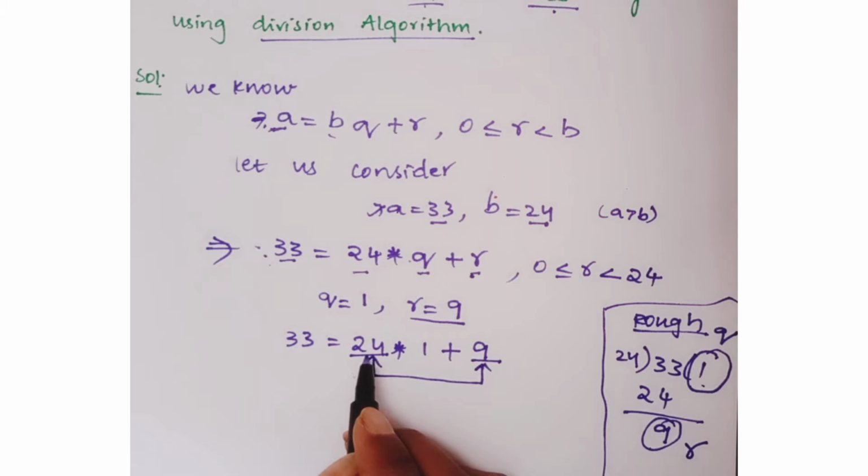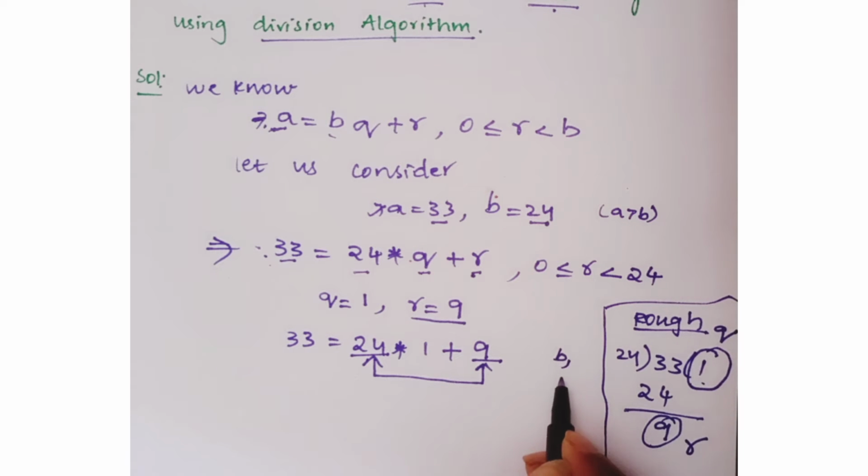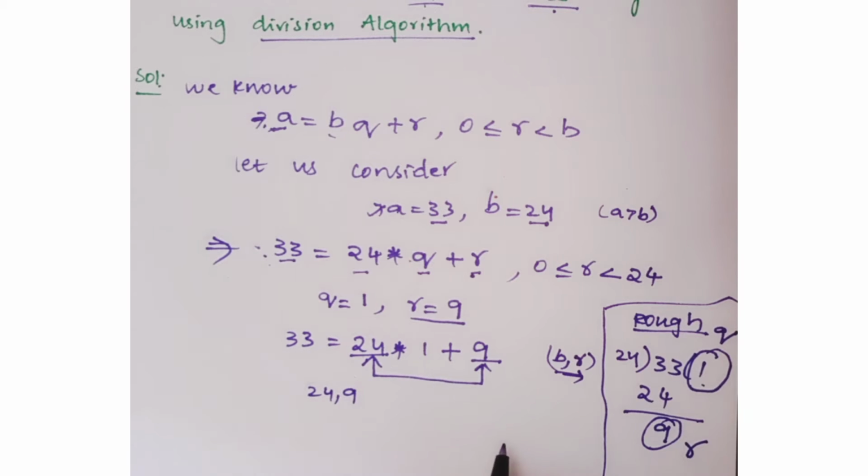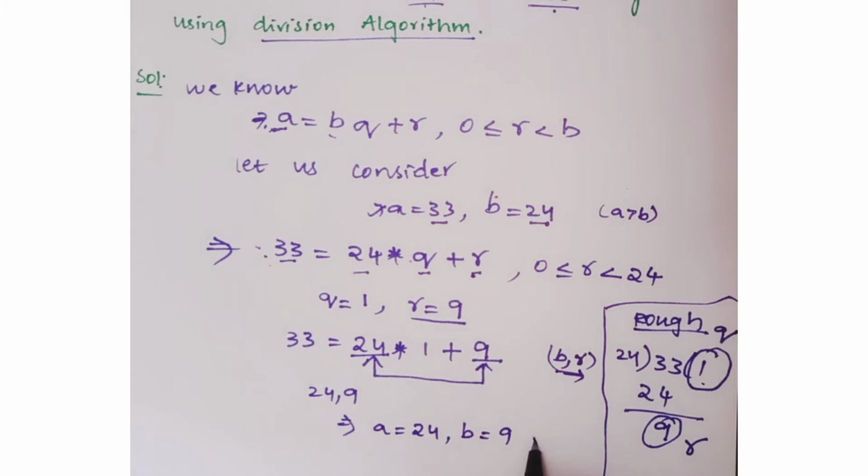Whatever it is present in the place of B and whatever it is present in the place of R, we need to repeat the process again for B comma R, that is for 24 and 9. So when we repeat, we need to choose again A and B values. So here among 24 and 9, 24 is greater. So A equal to 24 and B equal to 9. So apply the division algorithm again.